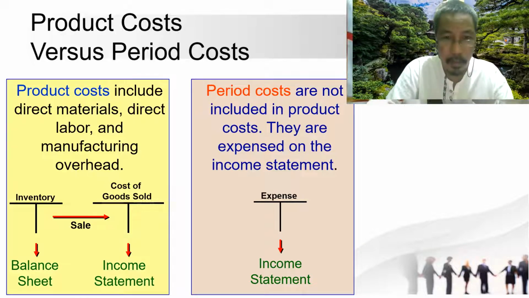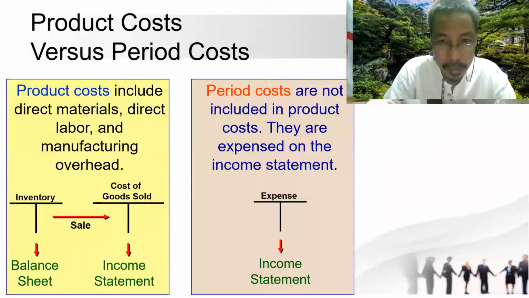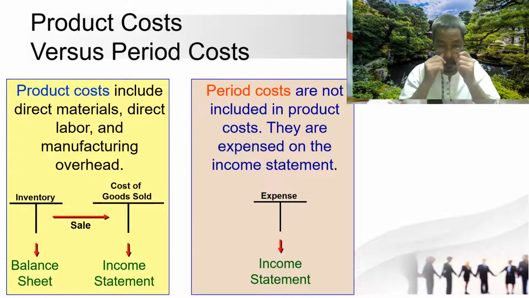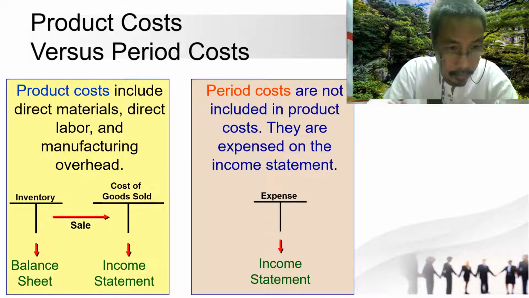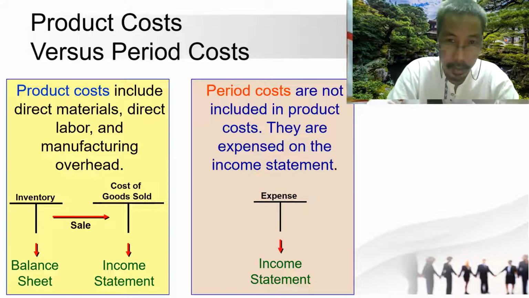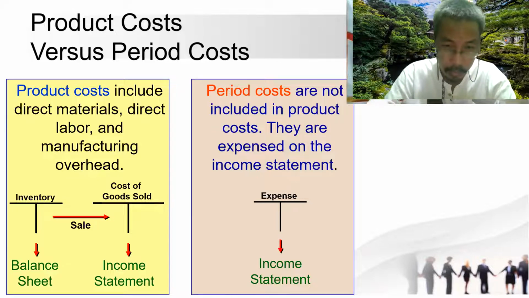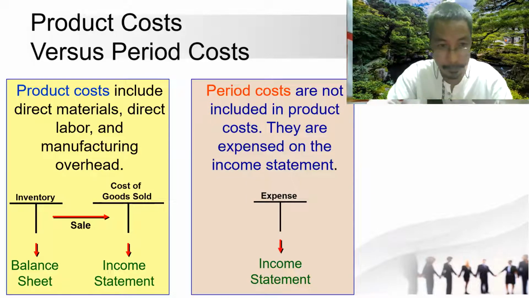Okay. What are the period cost? Period costs are not included in the product cost. They are expensed on the income statement. Okay. What are the examples? For example, product cost, you have inventory, cost of goods sold, they are product cost. Inventory is in the balance sheet. That is inventory, meaning you produce many products and those products are still in the stock room. It's not yet sold.